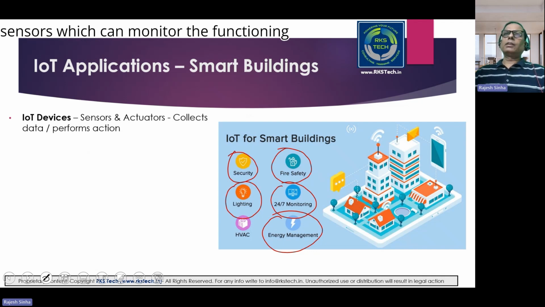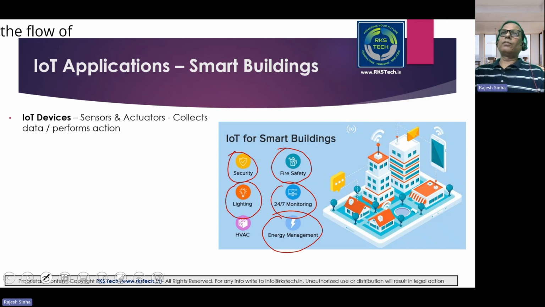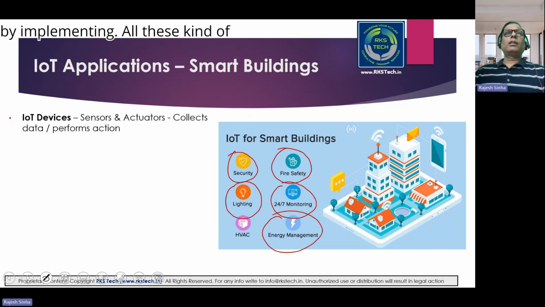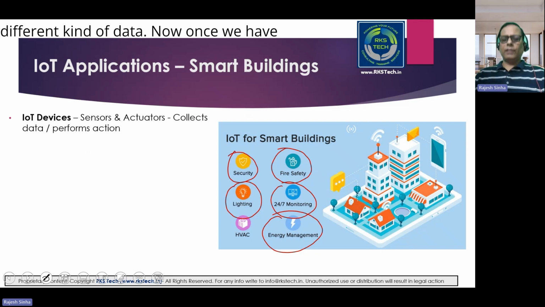Similarly, you can have sensors which can monitor the functioning of lift. You can have sensors which can monitor the functioning of drainage, the flow of drainage, similarly the flow of water, flow of electricity, and there could be multiple cameras which would be monitoring various kinds of movements for security purpose. By implementing all these kinds of devices, we can capture different kinds of data.